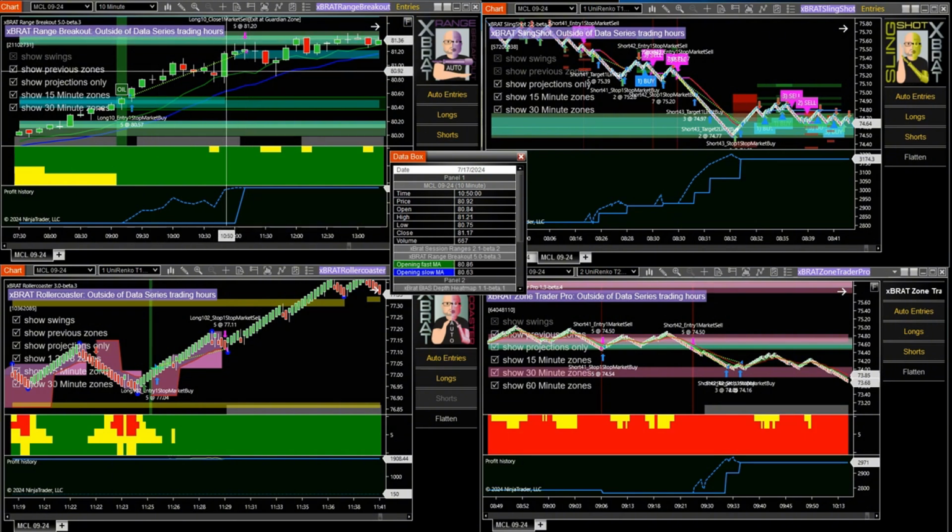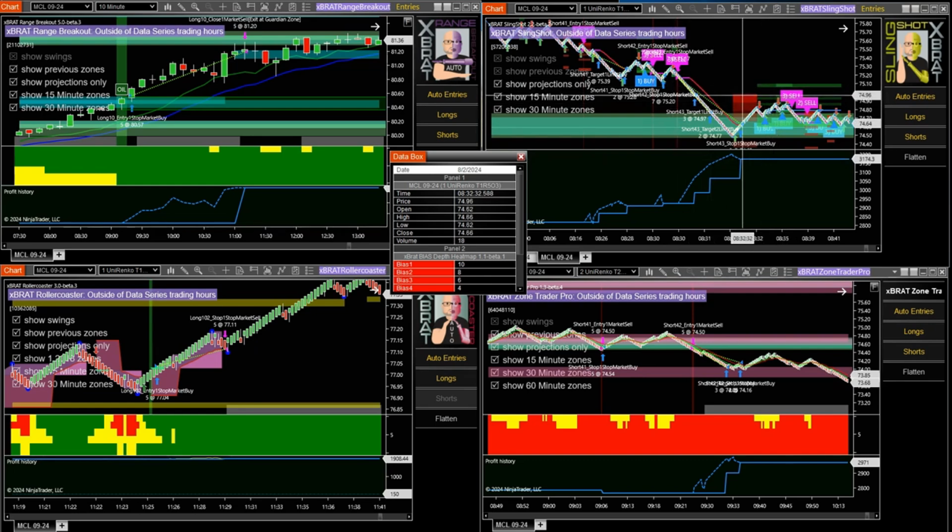So we've got range breakout on the top left, slingshot on top right, the Zone Trader Pro, sorry, no image in this one because that's a source code version. And then bottom left is the roller coaster. They're all on MCL and they all run concurrently at different times of the day and days of the week. So what I'm going to do first is I'm going to go for this.